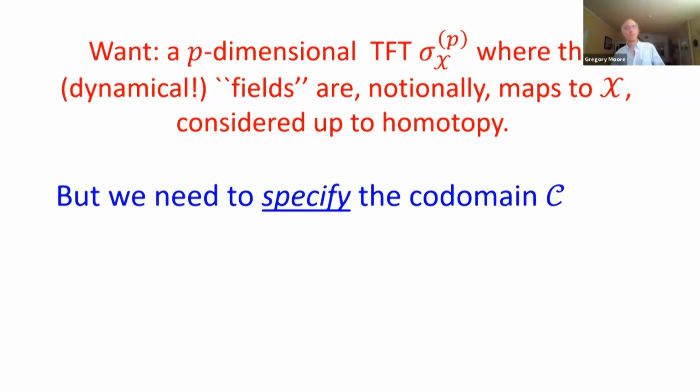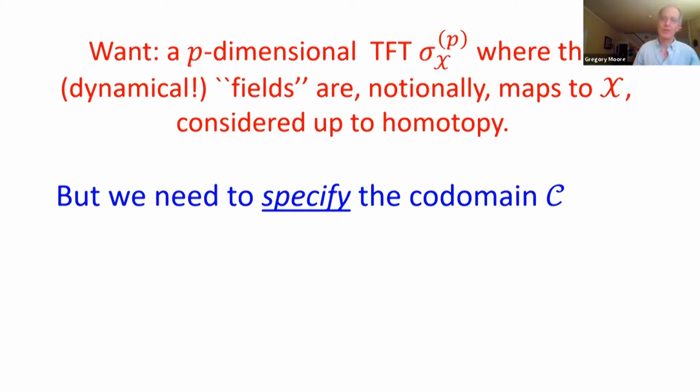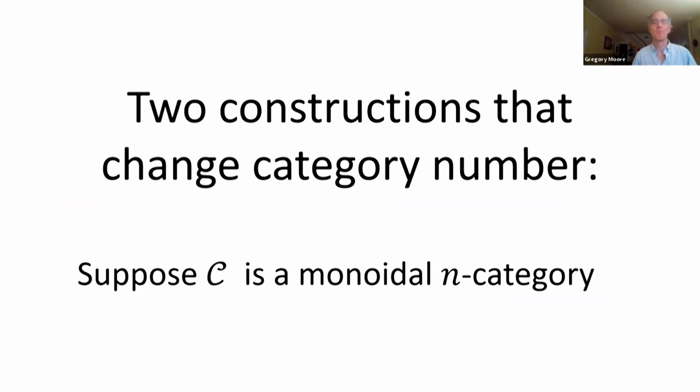Okay, so in order to specify the theory, however, we also have to specify the codomain. And that's usually glossed over, so I'm going to stress that a bit. So the topological field theory should really be denoted sigma p sub X, C. In our paper, it's written sigma sub p sub X.